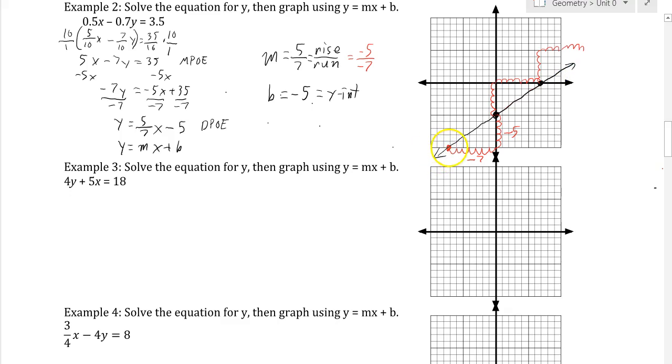We have all 3 points that we want. We're going to put our arrows on it because that's what our algebra teachers usually want us to do. And we go on to the next one.